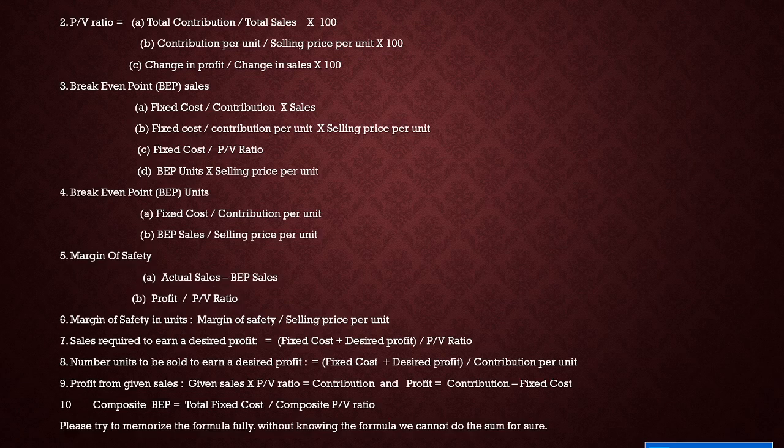The 3 formulas are there. If the problem says there are per unit data in the sum, in that case you can use the second formula. And if there are 2 different sales and 2 different profits given, then you can use the third formula, change in profit by change in sales. When the 2 sales and 2 profits are there, you can compare them one with the other and find what the change is. So that is the way.